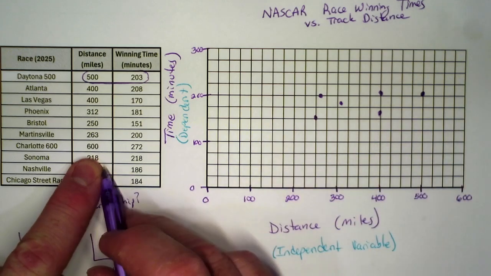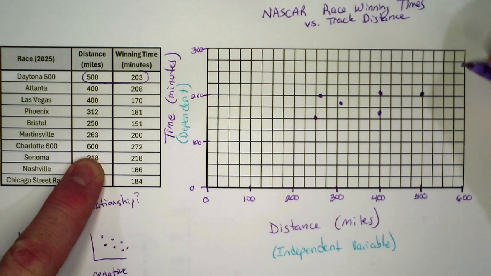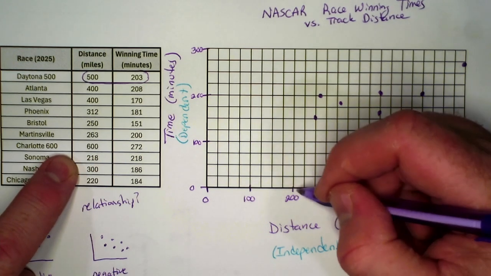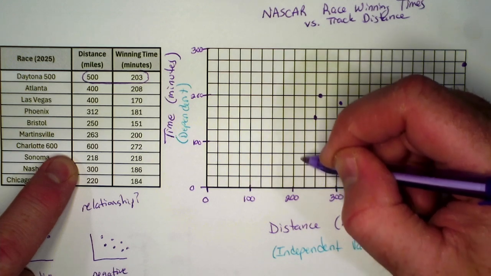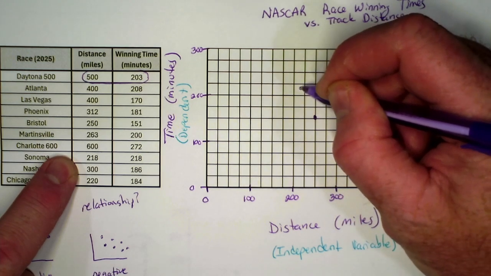Now we've got our 600-mile race, and that goes all the way up to 272, which should be right about here. Okay, and then we've got some shorter races. So 218 miles, and it took 218 minutes to finish. That's interesting.